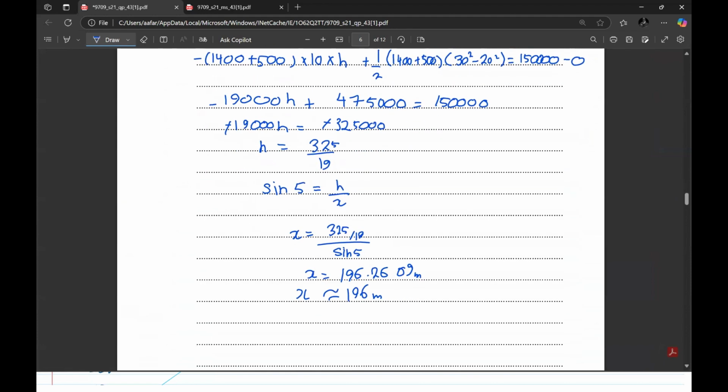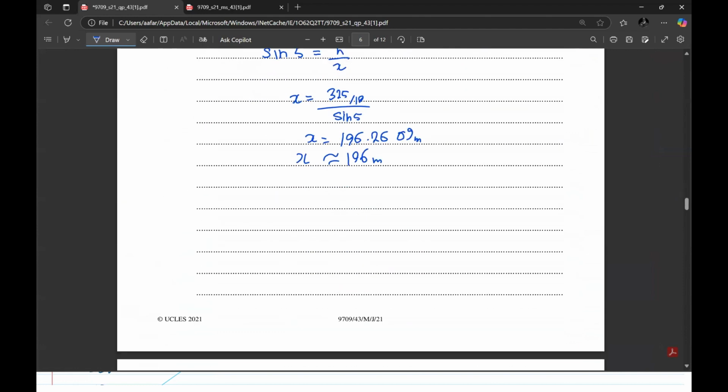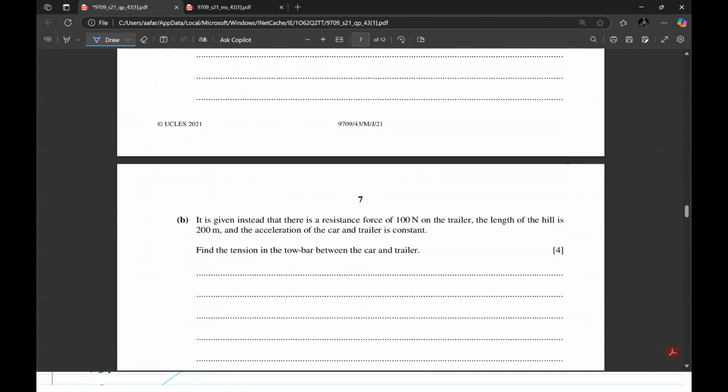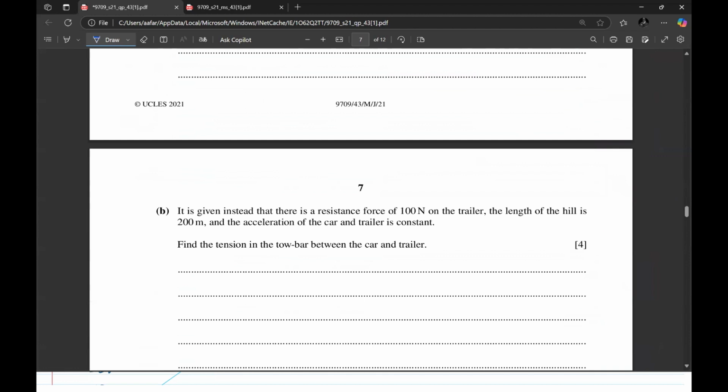Yeah, I will end that. Thank you. It is given instead that there is a resistive force of 100 Newton on the trailer. The length of the hill is 200 meters, and the acceleration of the car and trailer is constant.